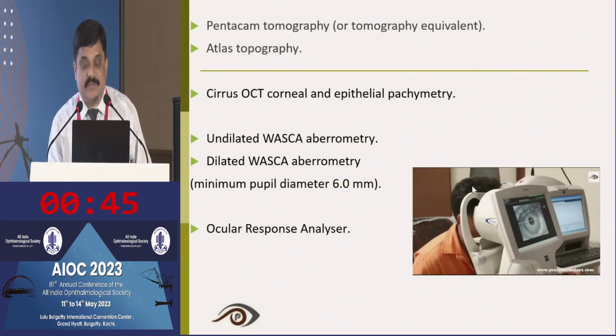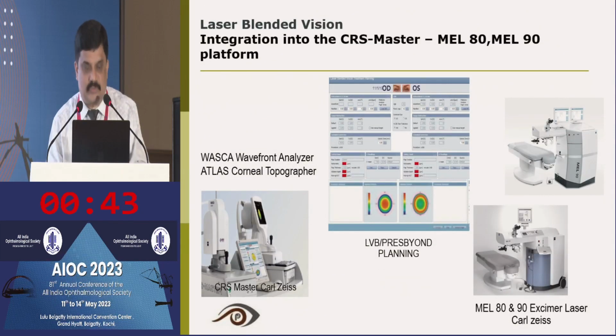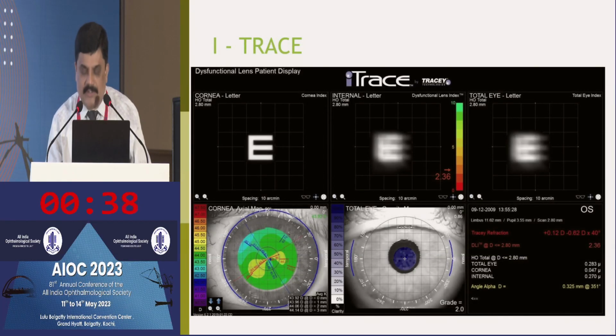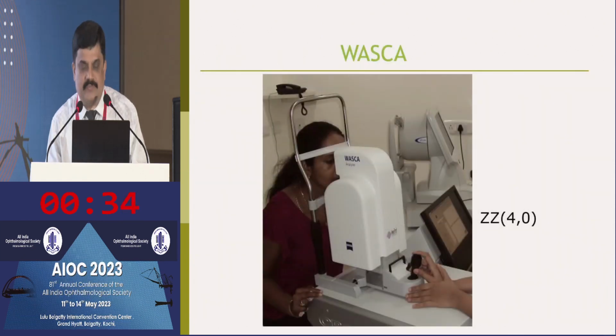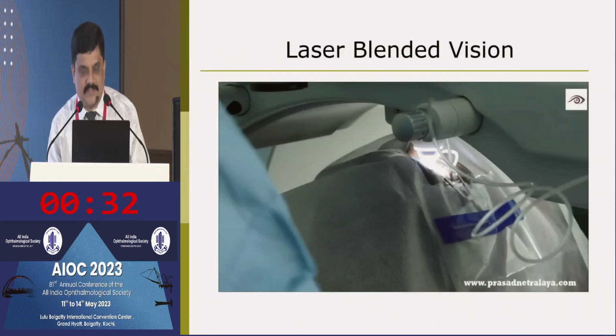So once everything is over, the whole data is transferred to the CRS master. I'm still doing it with the MEL 80, but this is one important test I do. I make sure that the patient doesn't have cataract, looking at the dysfunctional lens index. I enter the vascular details also.